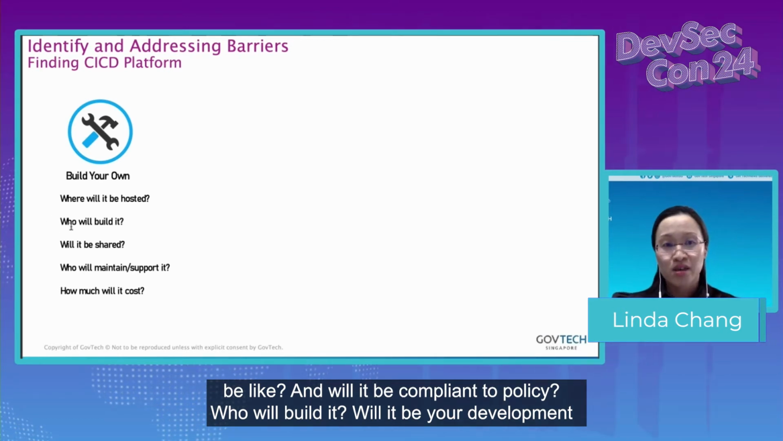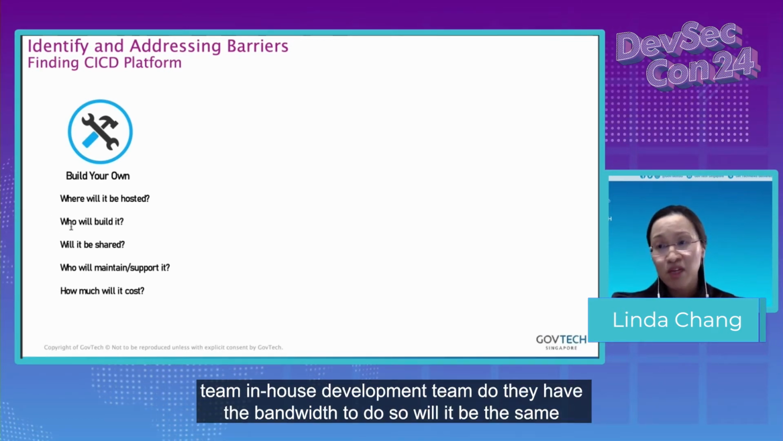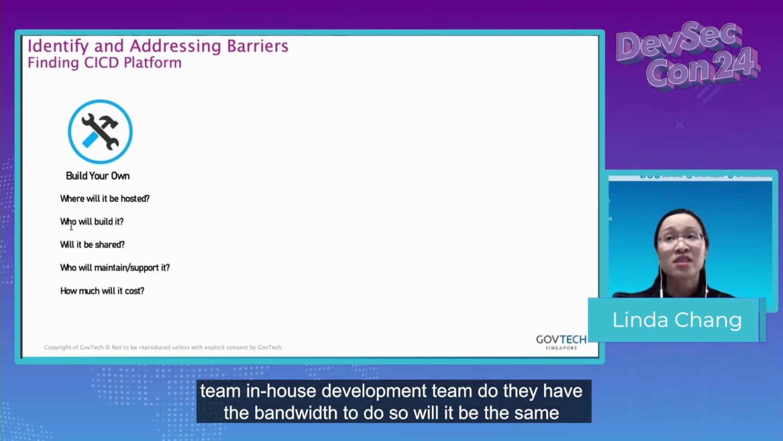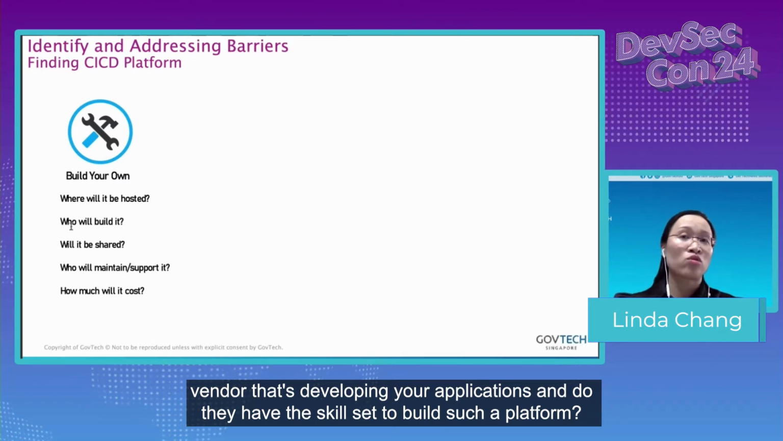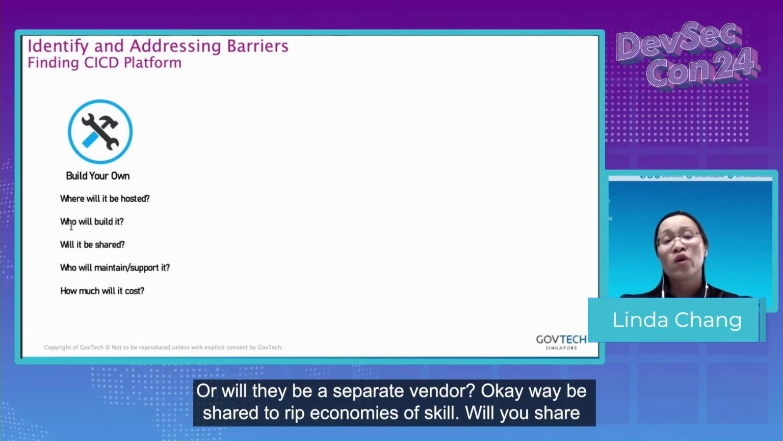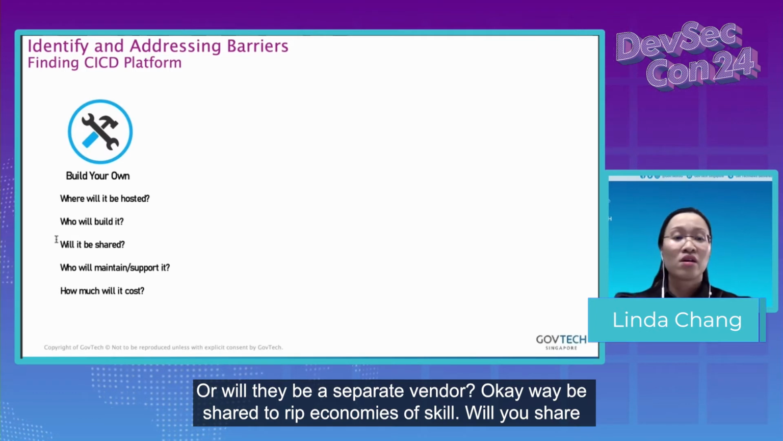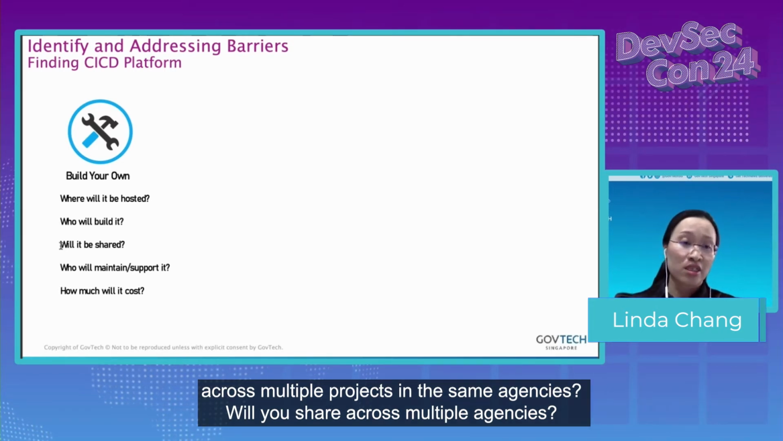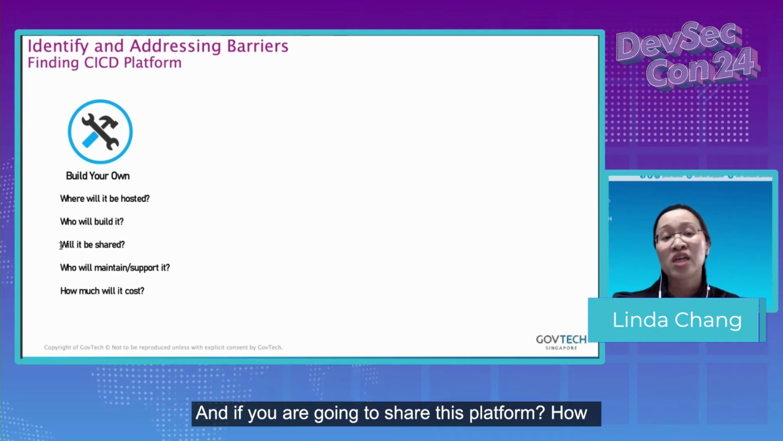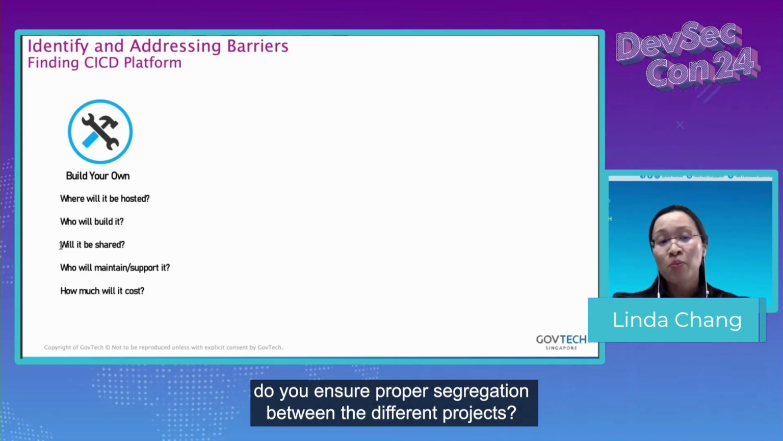Who will build it? Will it be your development team, in-house development team? Do they have the bandwidth to do so? Will it be the same vendor that's developing your applications? And do they have the skill set to build such a platform? Or will it be a separate vendor? Will it be shared to reap economies of scale? Will you share it across multiple projects in the same agencies? Will you share it across multiple agencies? And if you're going to share this platform, how do you ensure proper segregation between the different projects?